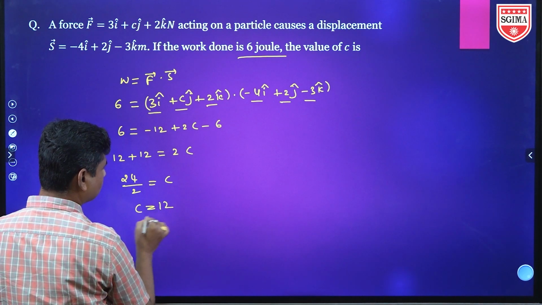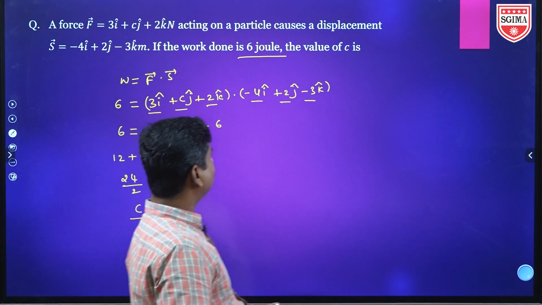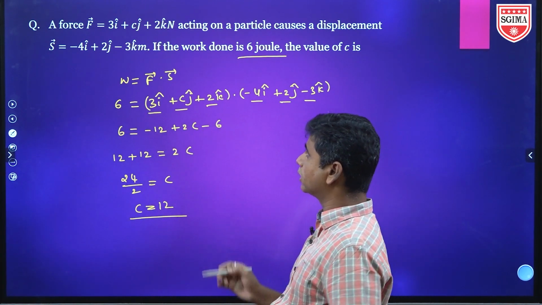So the value of C equals 12. That is the value of C. It is the method to calculate that.